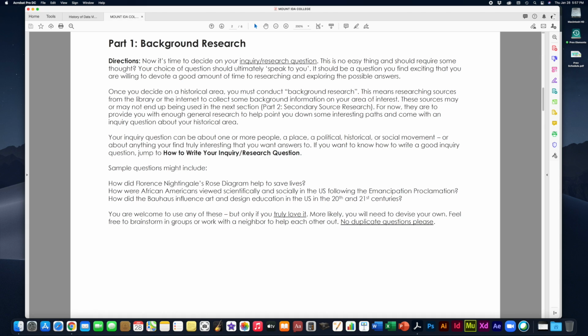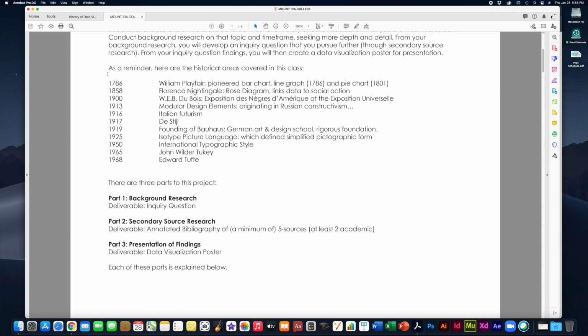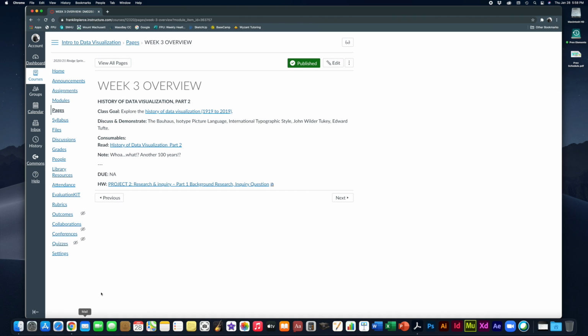You could steal any of those if you would like, but only if you really, really love it. If you don't love it, go write your own question. Go pick your own time frame, okay? And again, we're going to try to stick to the how to write your inquiry question. So you can jump ahead a couple pages and figure that out. But you can see by these examples how they're basically structured. Now, we are going to try to not have duplicates in class. It says no duplicate questions, please. I'd like each person to have their own unique question. But we'll manage that as we go along. So don't worry about it right now. For now, pick your time frame that you want to study, do your background research, and write your inquiry question. And make sure you turn that in by the end of this week.